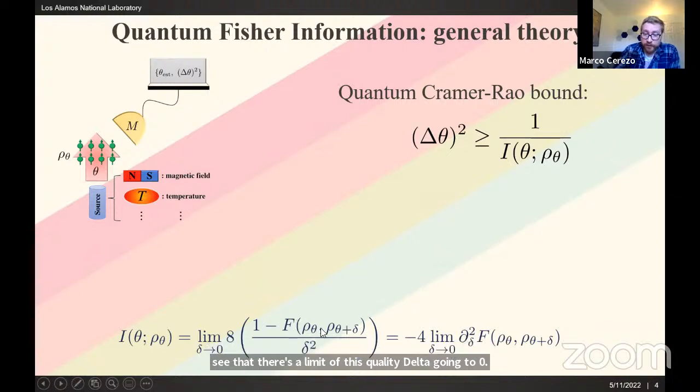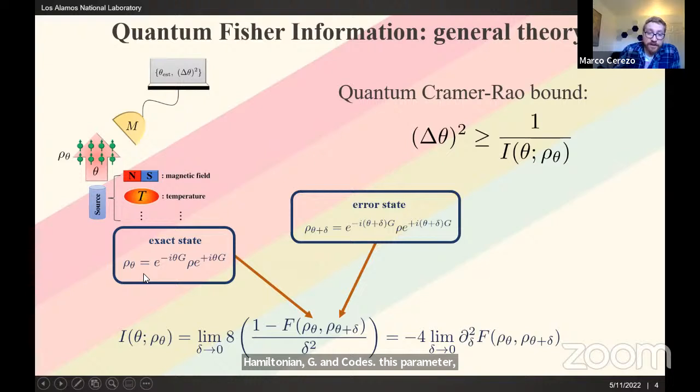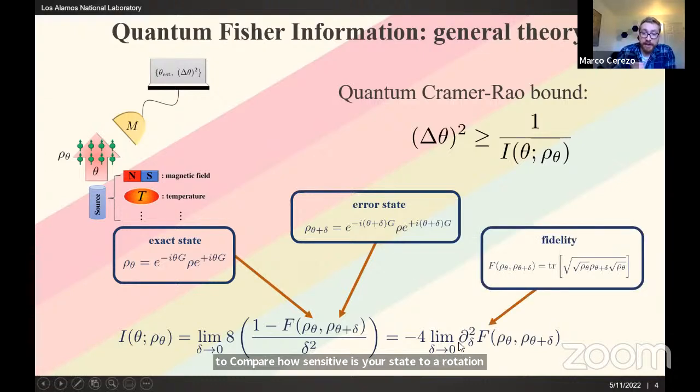So this is the fidelity between two states. The first state is going to be the exact state: take your quantum state and, for instance, make it interact with a source that just rotates around some generator Hamiltonian G and encodes this parameter theta in your quantum state, right? Then we have what is called the error state, which is take your parameter, but rotate it just a little bit further, right? So you're trying to compare how sensitive your state is to a rotation theta and a rotation theta plus delta, right? And this quantity F is, of course, the quantum fidelity.